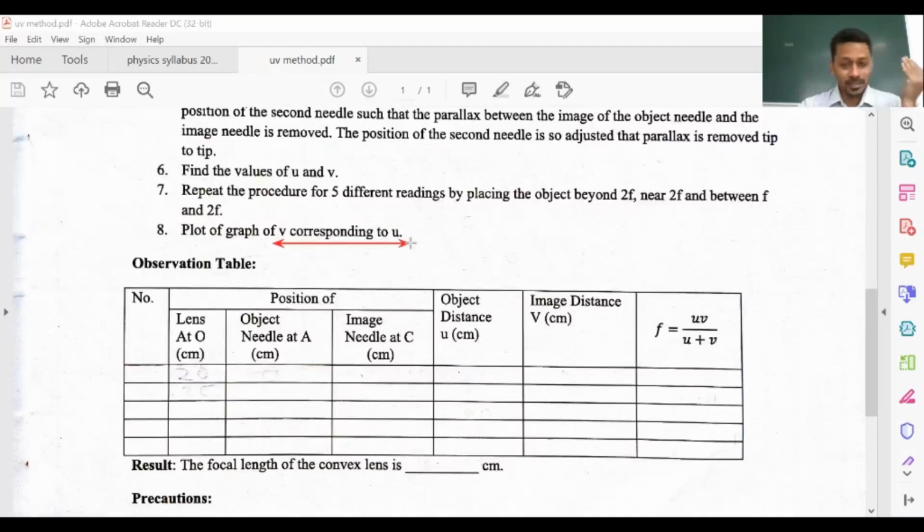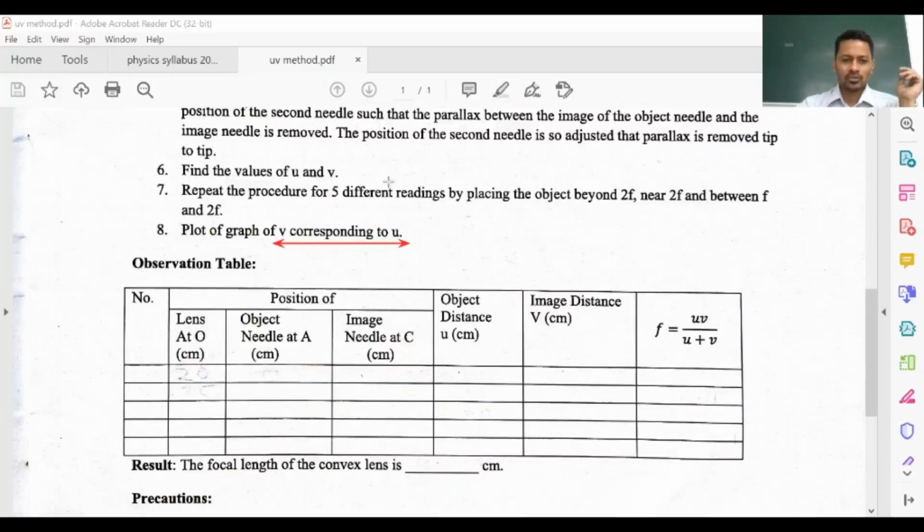Then for the second experiment, everything will remain the same, but instead of plotting the graph of V corresponding to U, we will change only the graph. I'll tell you which graph you have to draw. That will be my experiment number 2. Experiment number 3, again, everything remains the same. My observation table, everything as it is, and you will draw the third graph. So 3 experiments, the observation table remains the same, and for the same observation table, you will draw 3 different graphs for 3 different experiments.